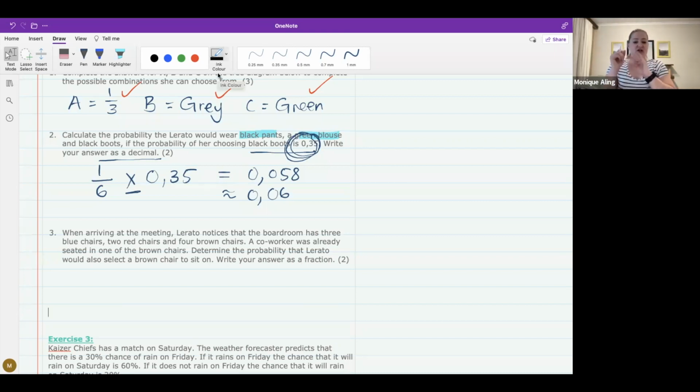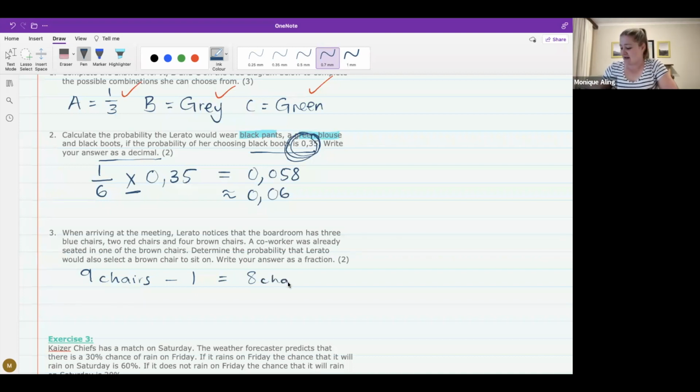So let's have a look. 3 blue chairs, 2 red chairs, 4 brown chairs. That makes 9 chairs in total. But one person is already sitting on a chair, so we're going to minus 1 chair, because that can't be included; there's no possibility of sitting in that chair. It's already been taken. So there are 8 chairs up for grabs.